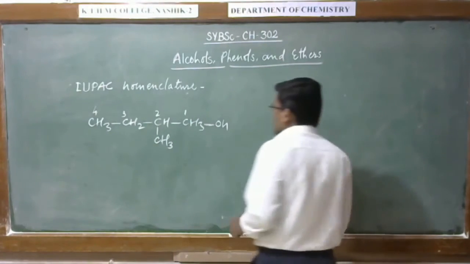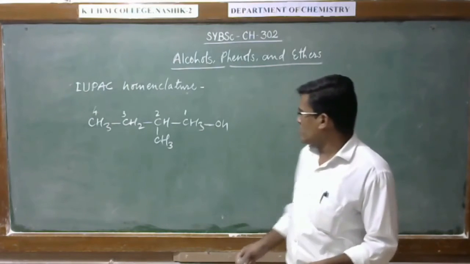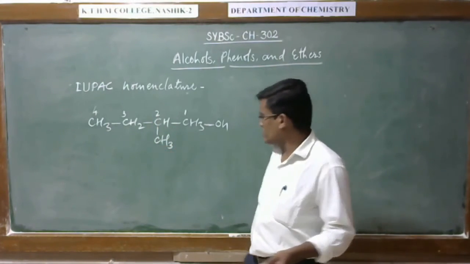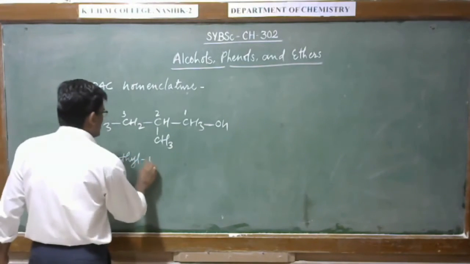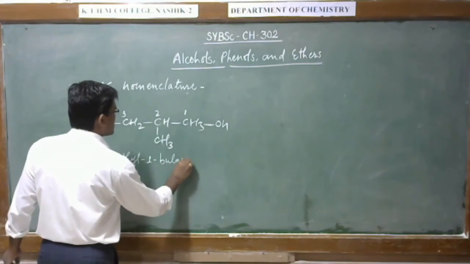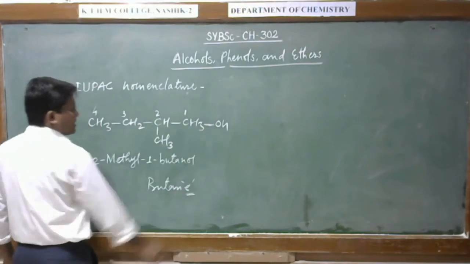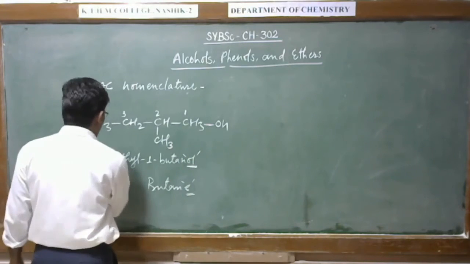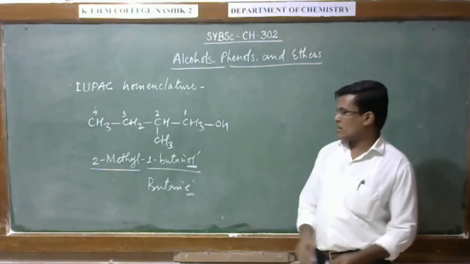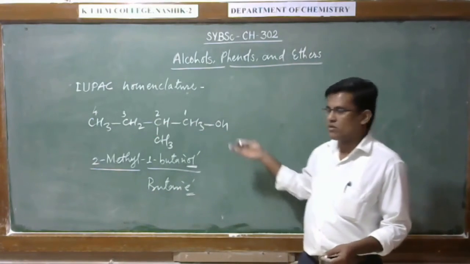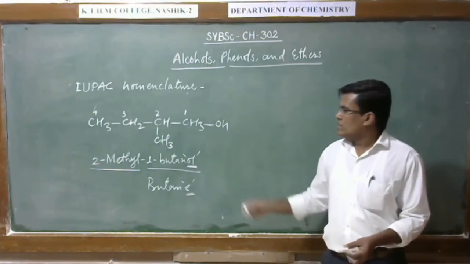So this is the butanol, and this substituent should be identified by giving the number. At the second carbon there is the presence of a methyl group. So that means 2-methyl-1-butanol, because this is the butane and the terminal E is replaced with this all. Since this hydroxyl group is present at the first carbon, and this is the parent hydrocarbon butane, the terminal E is replaced with all. So this is how we can give the name for this particular alcohol.